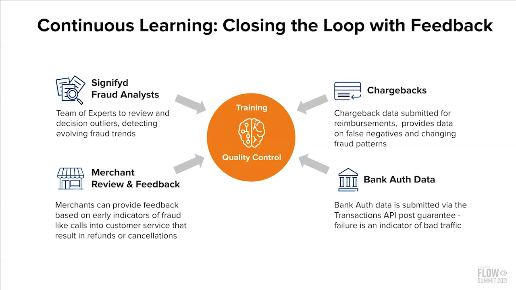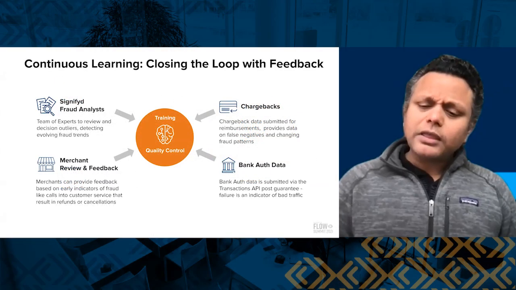And last but not least, we also have pre-auth models today, wherein we get the bank auth data, which is again another quick signal that we get to course correct if need be. And usually a bank auth failure is one of the indicators of fraud in our world.